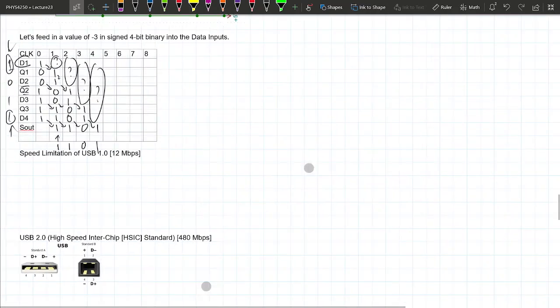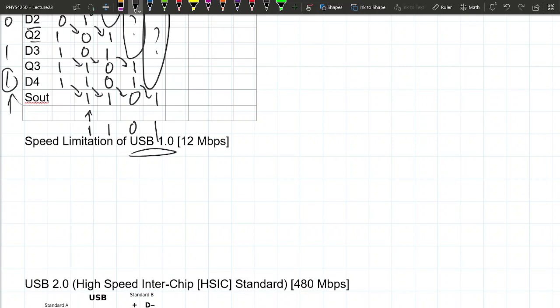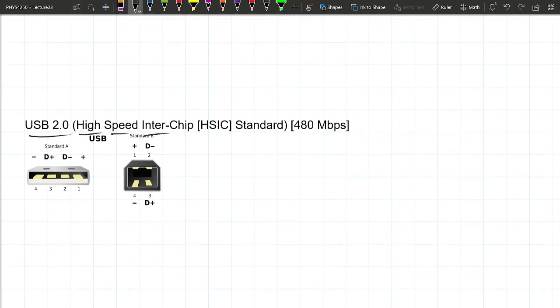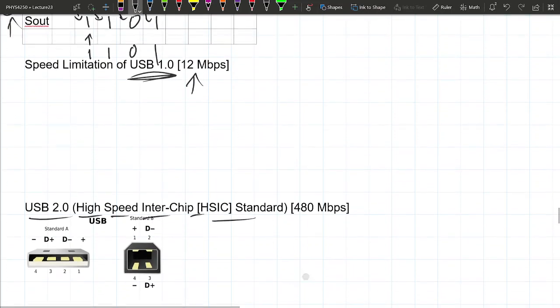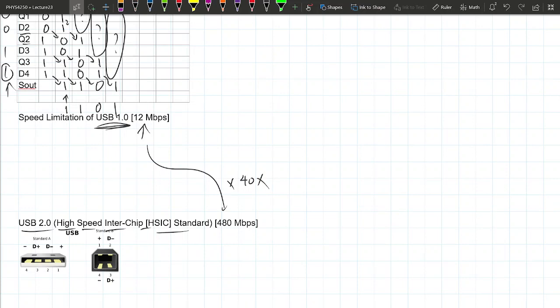Let's just talk quickly about how fast these things are. When I was a kid, we had USB 1.0, which can do 12 megabits per second. So it's sending out 12 million bits per second. This thing is going up and down 12 million times per second. When we got to USB 2.0, which is known as the high-speed standard, somehow they multiplied the speed by about 40 times, so that's about half a gigabit per second.